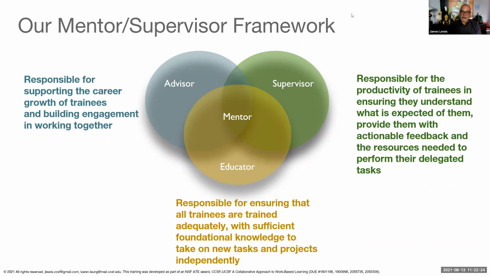We also realized that the supervisory role was the least understood and the one that most of our mentors wanted help working on. So this is why we highlight this in our mentor trainings.